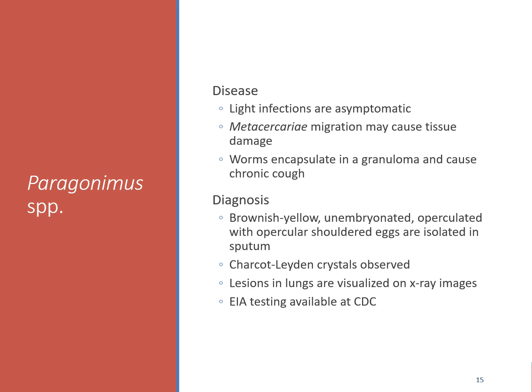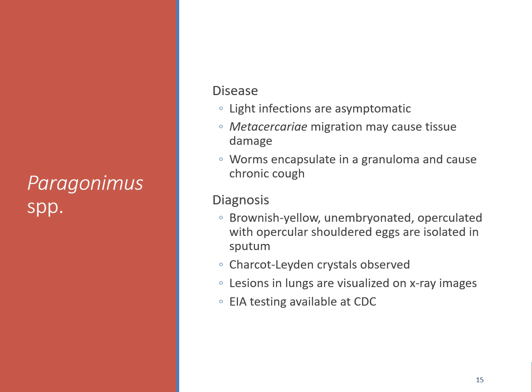However, if the metacercariae migrate, they can cause tissue damage, and then it will become encapsulated to form a granuloma, and this will cause a chronic cough. With this organism, it will cause a chronic fibrotic disease that resembles tuberculosis. You get that cough and blood-tinged sputum, but what you'd be looking for is that organism or that egg within the sputum sample.